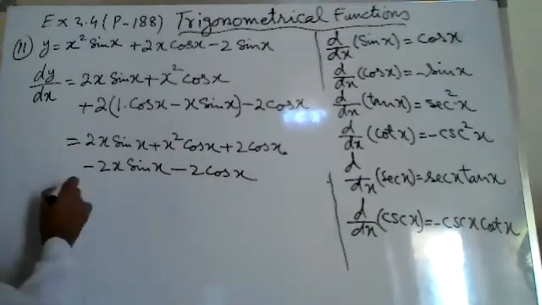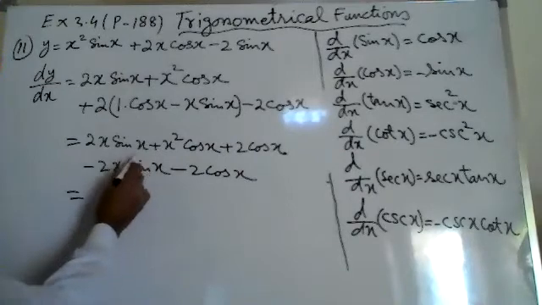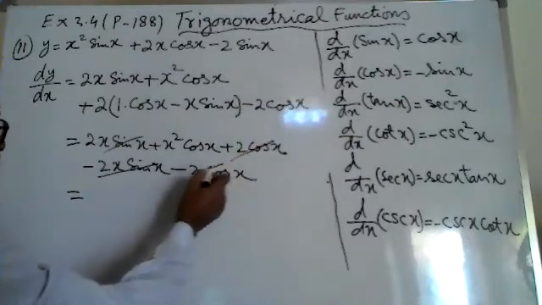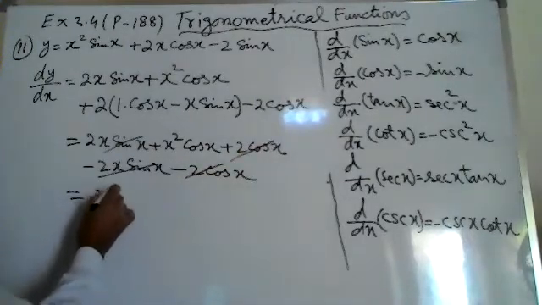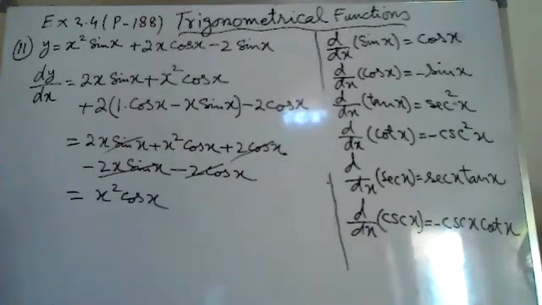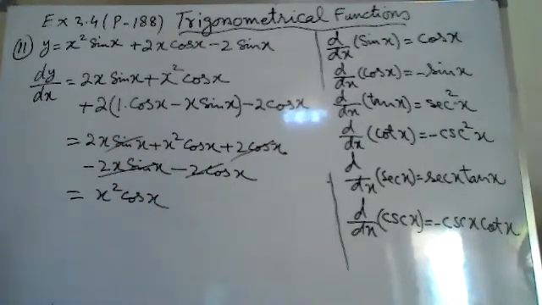Simplify this one. 2x sin x minus 2x sin x cancel, 0. Plus 2 cos x minus 2 cos x, 0. X square cos x is the answer. This is the final answer, x square cos x.